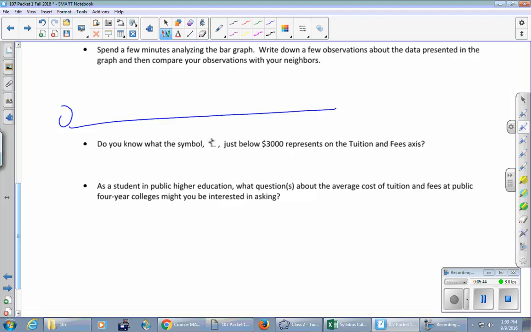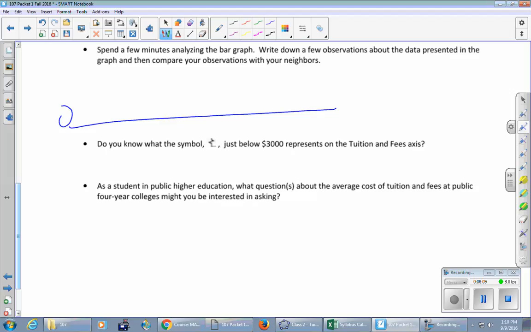Okay, and then down here, question. Alexis, what was your question? Yeah, what's causing this price increase? Other questions? Yeah, Ivy. How much of this is tuition and how much of it is fees? Good. Tuition is different from fees. Maybe they both just appear on your bill, but maybe we want to know which is which. Other questions?